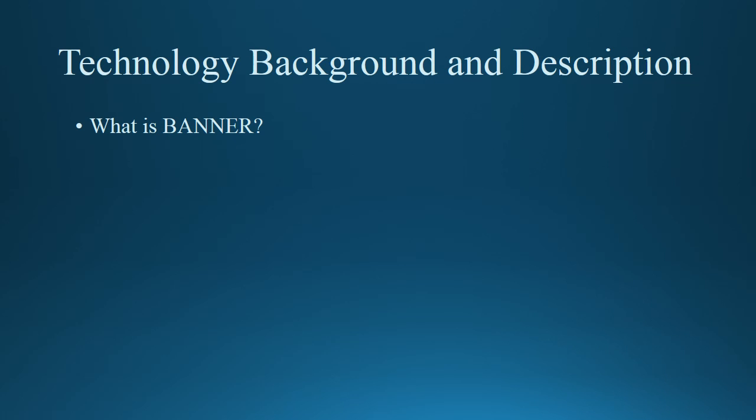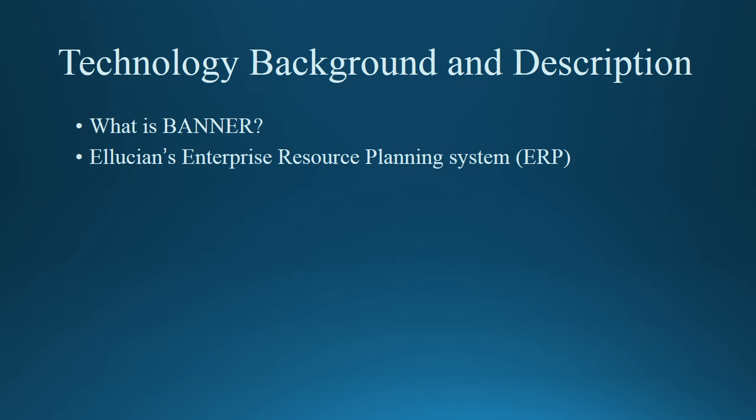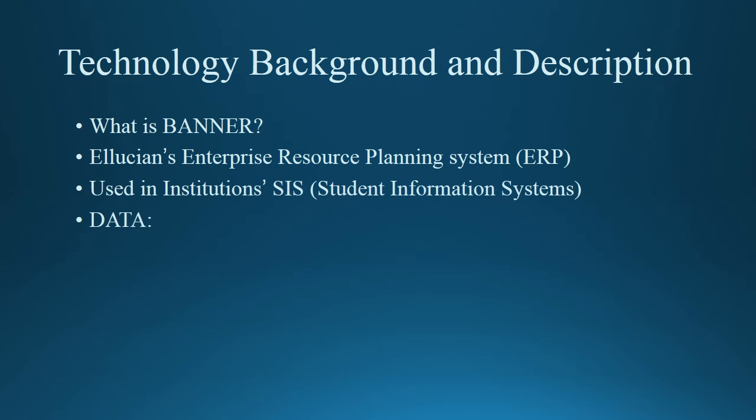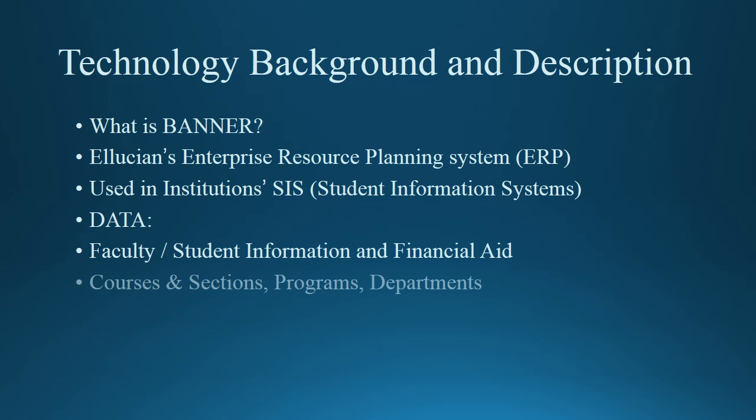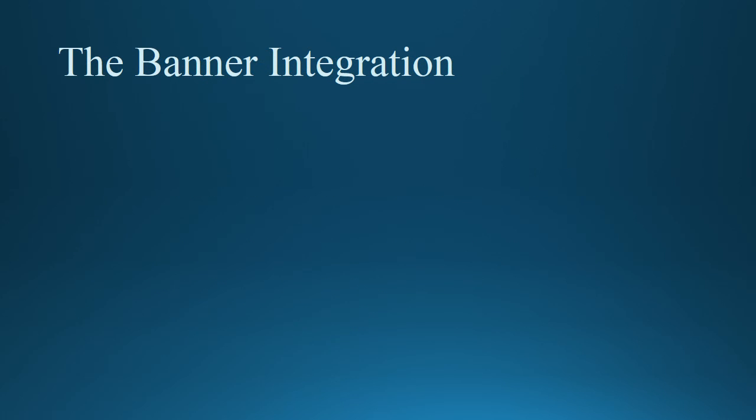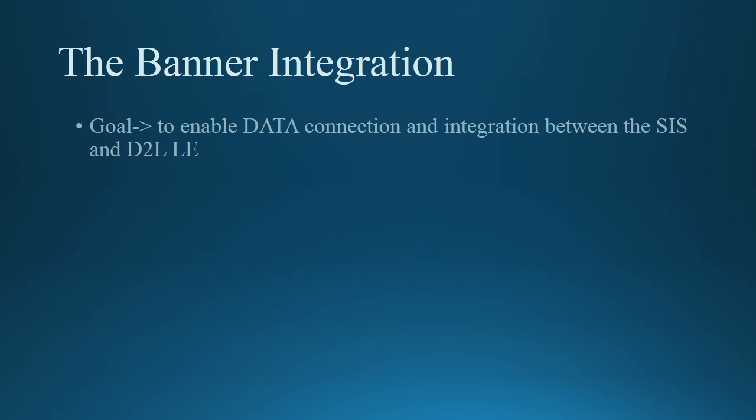What is Banner? Banner is Ellucian's Enterprise Resource Planning System, also known as the ERP. It's used in institutions' student information systems. It contains data on faculty, student information, financial aid, all the courses and sections, programs from departments, and the students' enrollments, including cross-listings.